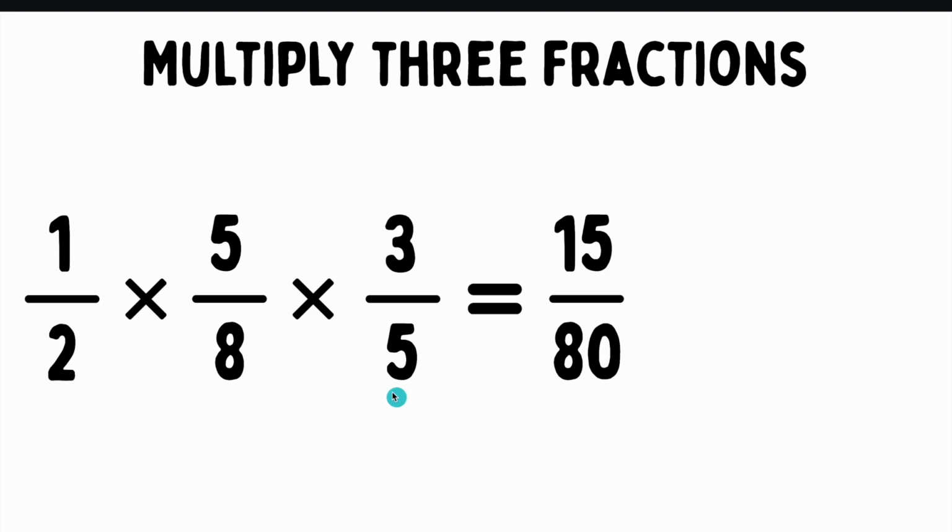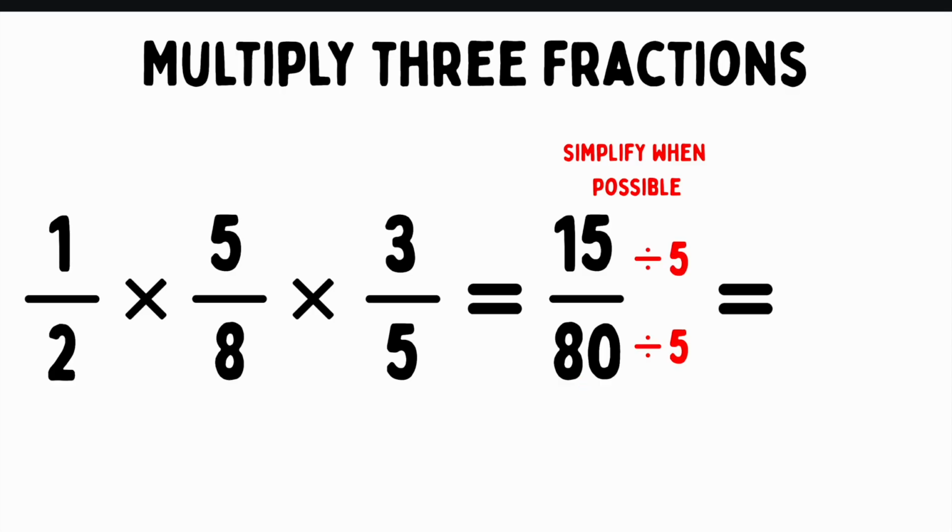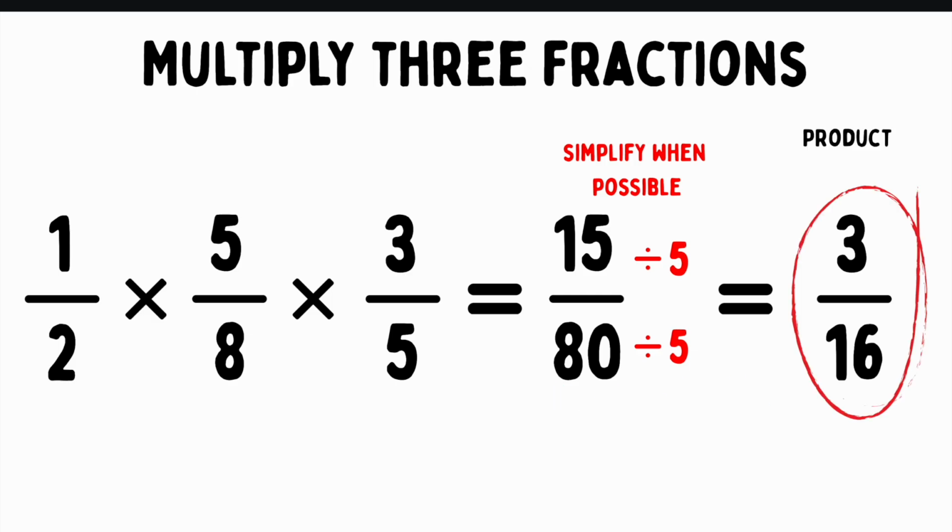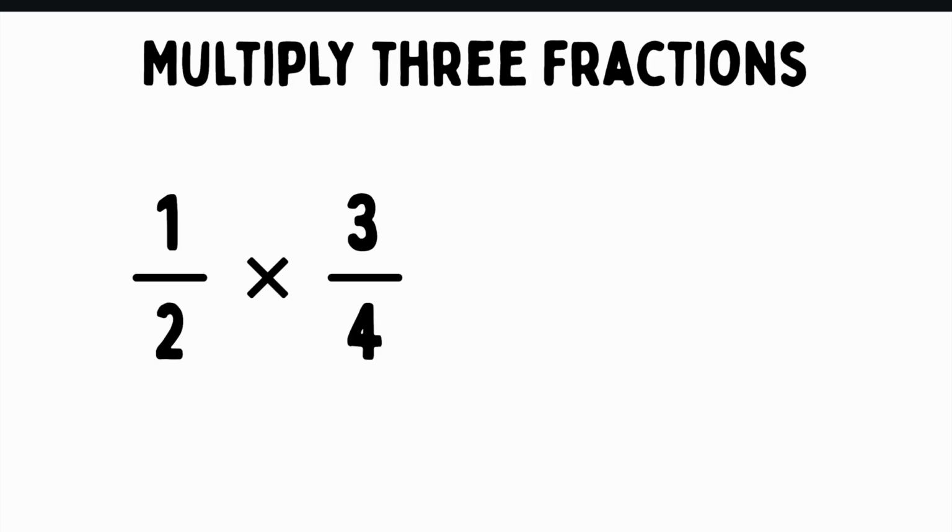Remember, when we multiply, the order doesn't matter. We have 15/80ths. I notice that we can simplify by dividing by 5. 15 divided by 5 is 3, and 80 divided by 5 is 16, because 16 times 5 is 80. The product is 3/16. Half times 3/4 times 1/4.